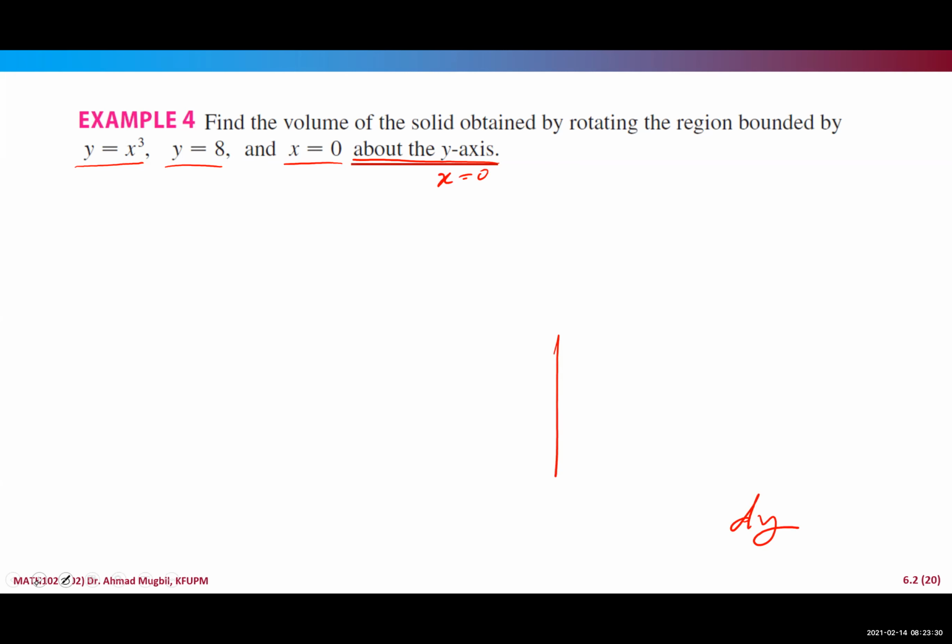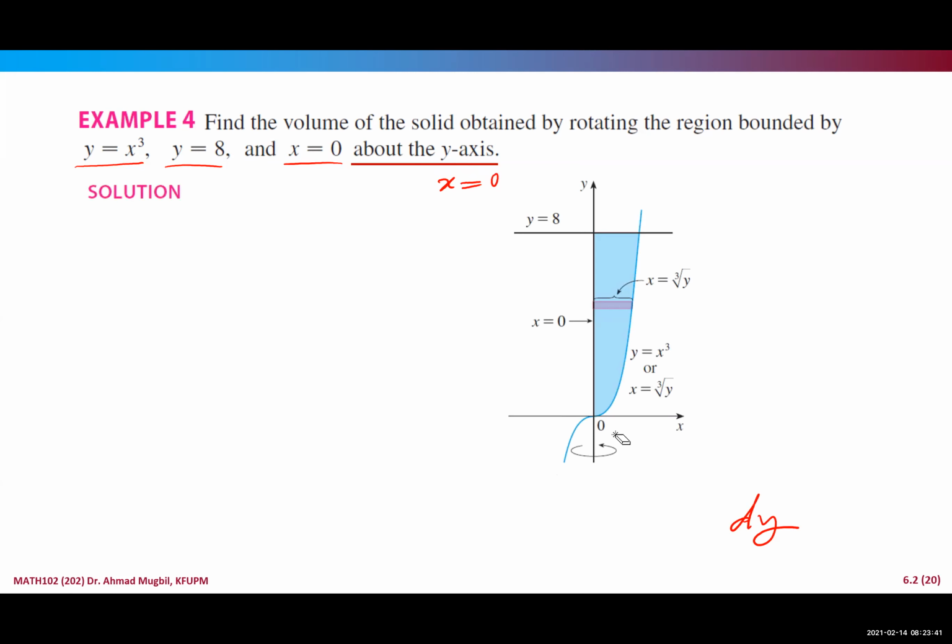Now, as I said, you need to do a sketch for the region. It is an important step. You have to do it. So this is the region, ya shabab, that we have. We have y equals x cubed. You know how to sketch the graph of y equals x cubed. y equals 8 is a horizontal line.